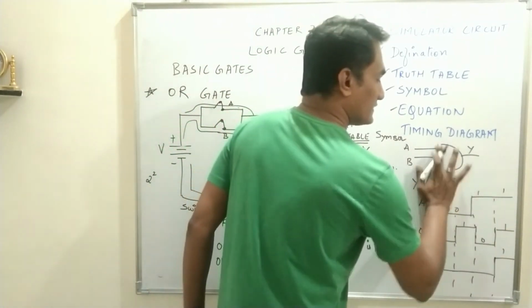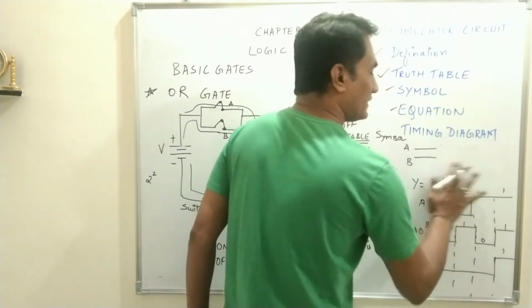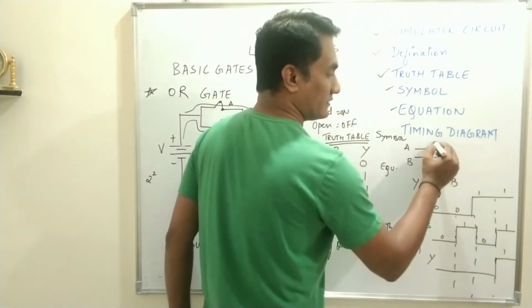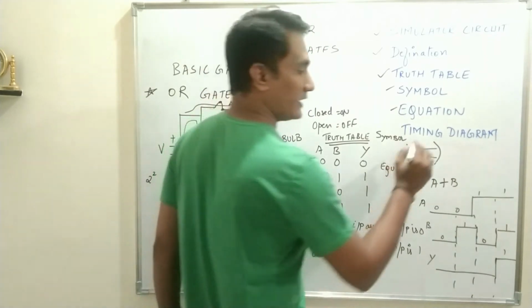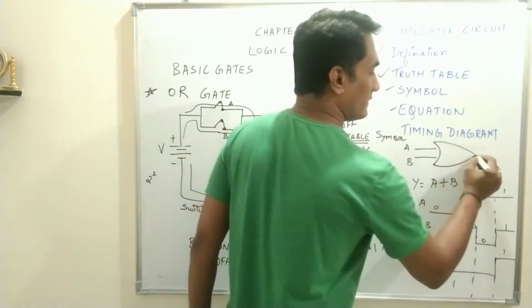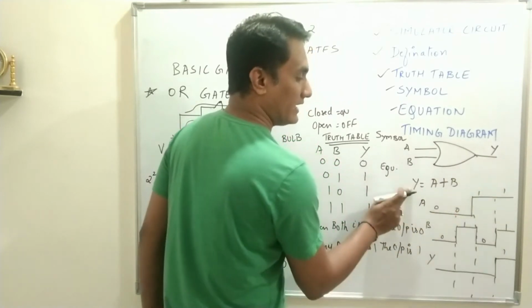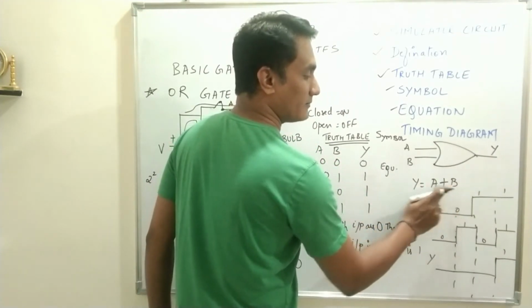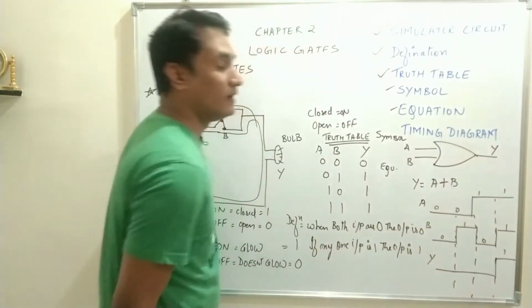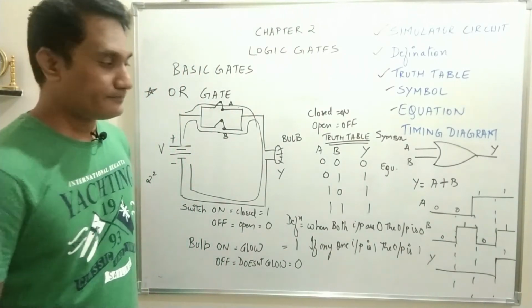Next is the symbol. The symbolic representation of OR gate will be like this. Draw a curve like this, okay, and join these two curves. So this is A, B, and this is Y, and Y is equal to A plus B. That means A and B connected by OR gate.